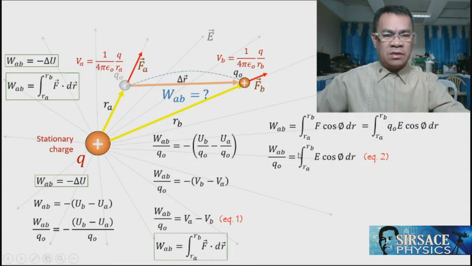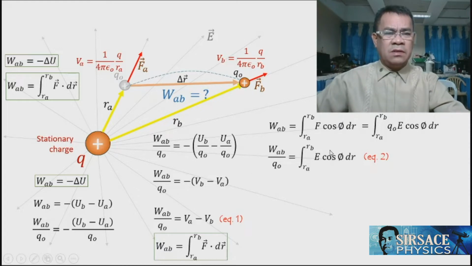Which means that the Q naught will be cancelled in the right member of the equation, leaving this kind of equation. So therefore, take note that we are forming the work done from A to B divided by Q naught. And take note, in our equation 1, we have the work done from A to B. So these are the same.